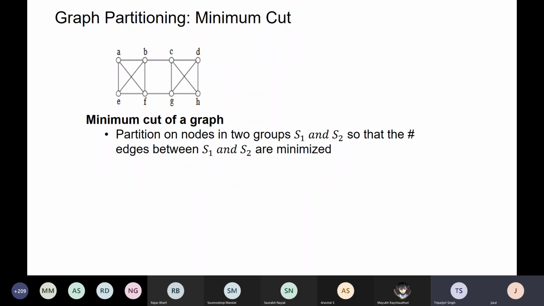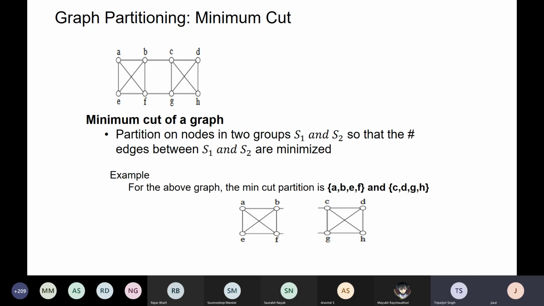Okay, those who have taken some kind of graph algorithms class may be familiar with minimum cut, but quickly just to introduce the definition of it. The minimum cut of a graph is basically the partitioning of nodes into two groups, S1 and S2, so that the number of edges between these two groups is minimized. So the crossing edges between these two groups, you want to minimize. That's called minimum cut. Okay, so here is an example.